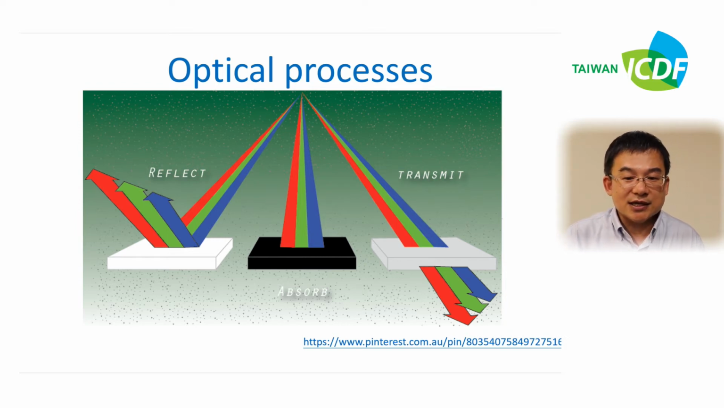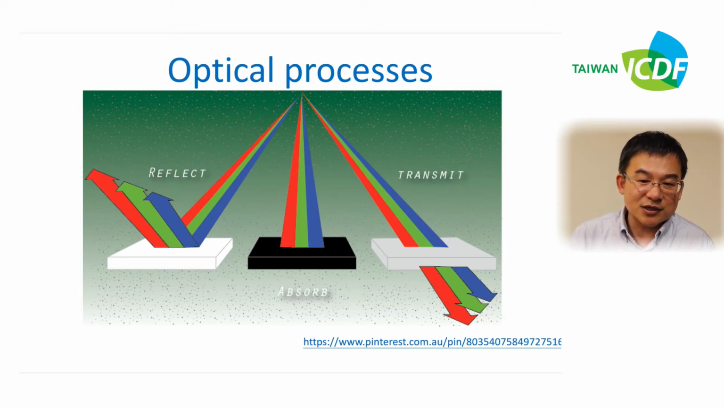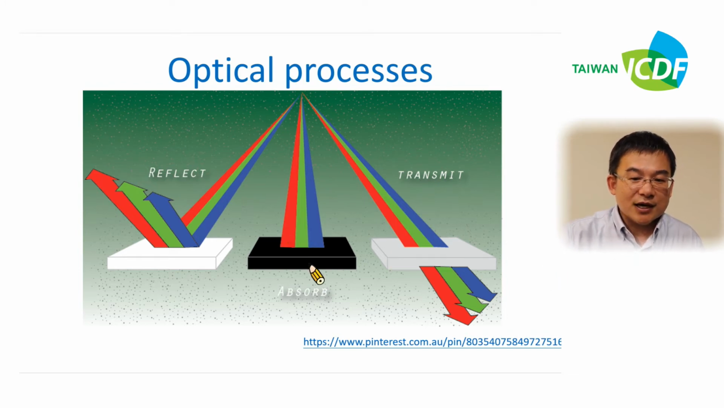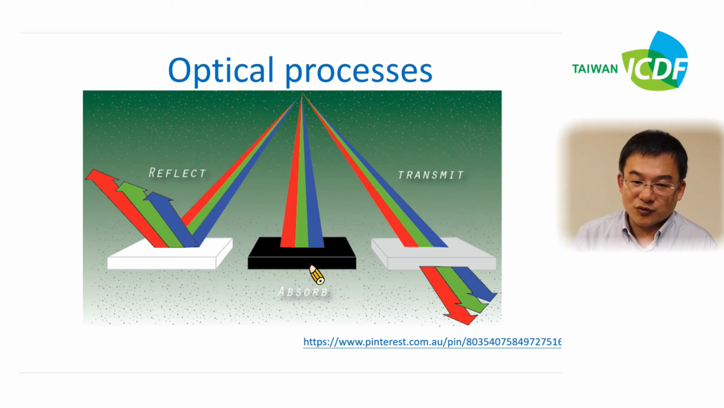Usually we can see this with glass. Visible light can easily transmit through the glass. But if you have a glass with red paper, then the glass surface will become red. So you see the red light by reflection. You cannot see the blue or green. And these three processes are very important for the solar cell.